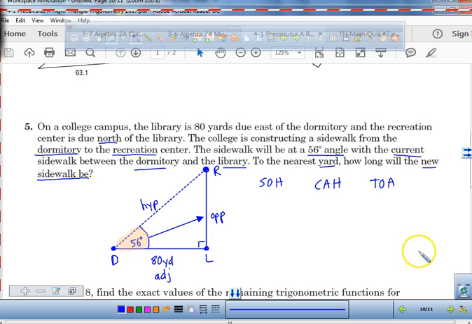Then I'm going to ask myself, what do I have and what do I need to find? Well, I have theta. What's theta equal to? 56. I have the measure of my adjacent side. What's the measure of my adjacent side equal to? 80 yards. And what am I looking for? I'm looking for my hypotenuse.